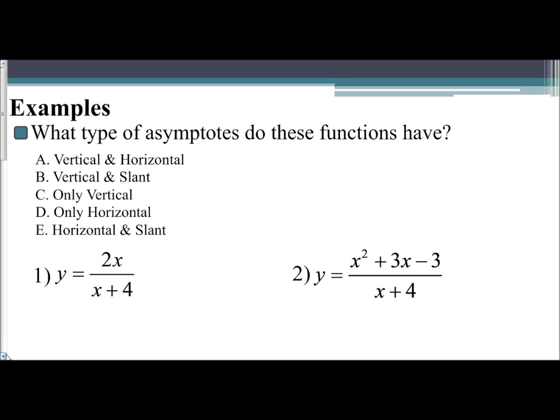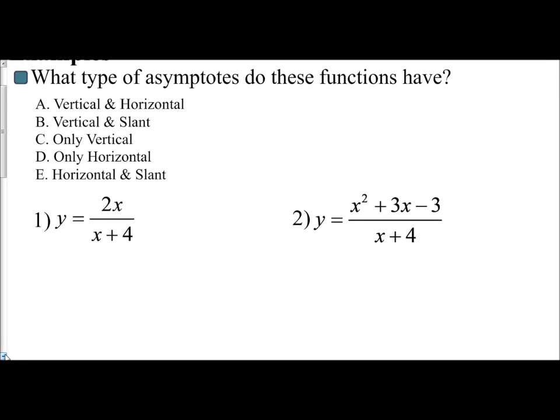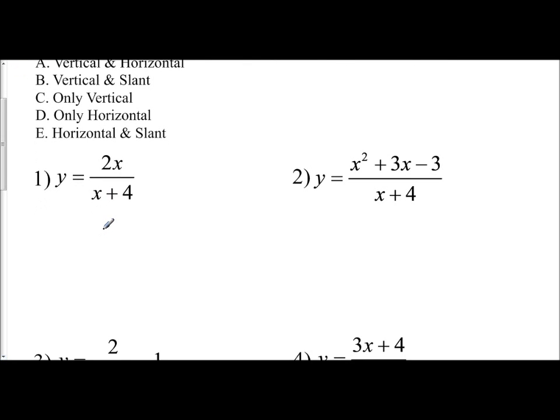So let's take a look at problems 1 and 2. So I'm given this scenario. The first thing I always do is I identify the vertical asymptote first. It is the easiest one to find because all you do is take the denominator, x plus 4, set it equal to 0, and solve. So it has a vertical asymptote at -4.